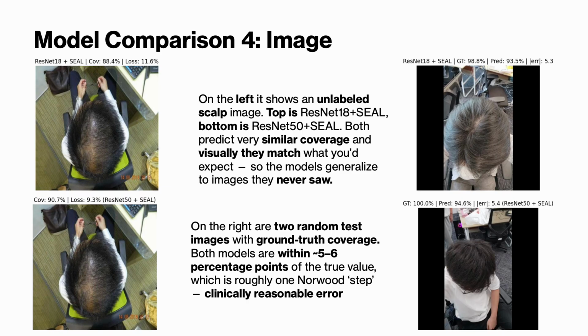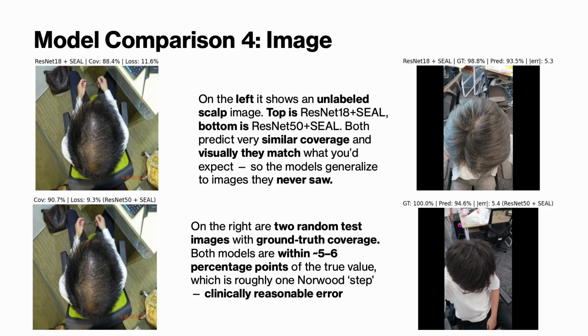Let's make this concrete with actual predictions. On the left, you see the same unlabeled scalp image run through both models. ResNet18 plus SEAL predicts 88.4% coverage with 11.6% loss. ResNet50 plus SEAL predicts 90.7% coverage with 9.3% loss. Both look visually reasonable for a head that shows some central thinning, but mostly hair.